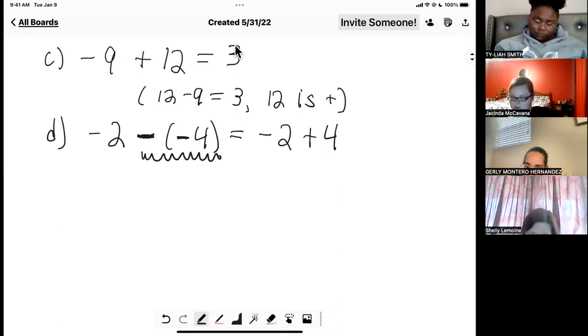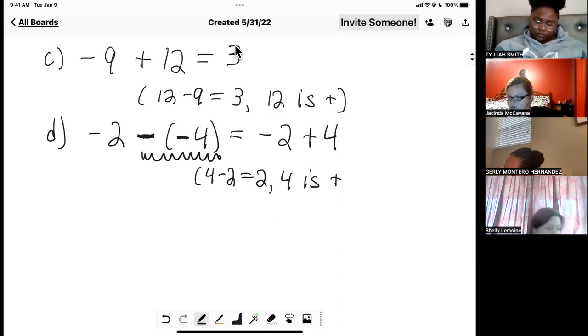Now they have different signs. So I subtract them. 4 minus 2 is 2, but 4 is bigger and 4 is positive. So my answer has to be positive.